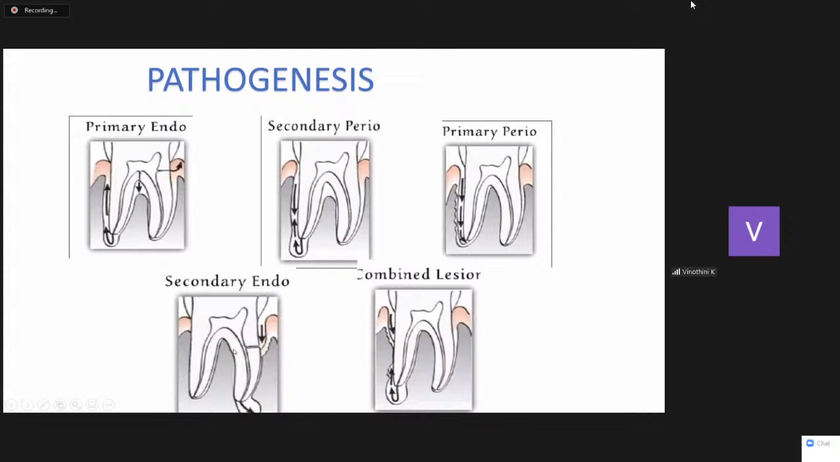Secondary endo: the full form is primary perio, secondary endo. The first infection is going to be a perio infection, and this is going to enter your tooth and cause endodontic infection via your lateral canals, via your apical foramen, etc. And a combined lesion is where an endo infection could occur independently, and coincidentally a perio infection could occur on the same tooth. Or both could have reached an advanced stage and meet together, and this is called a combined lesion.